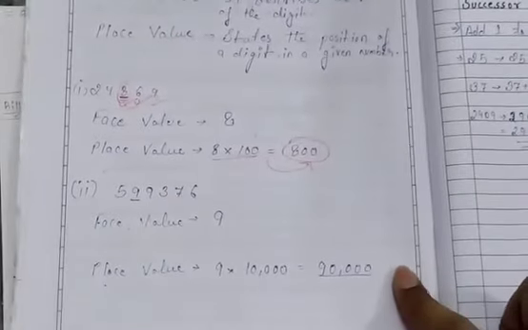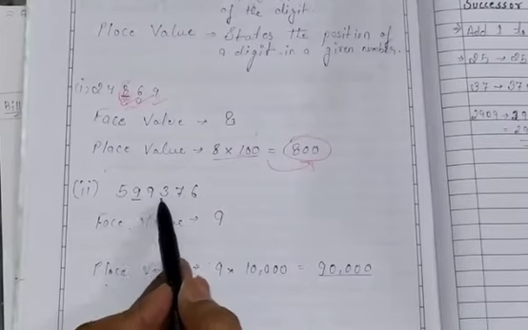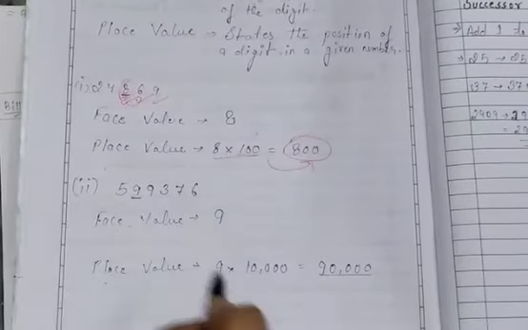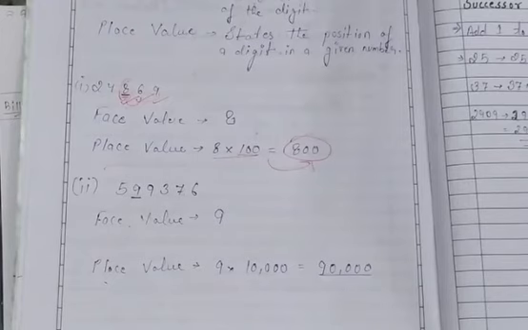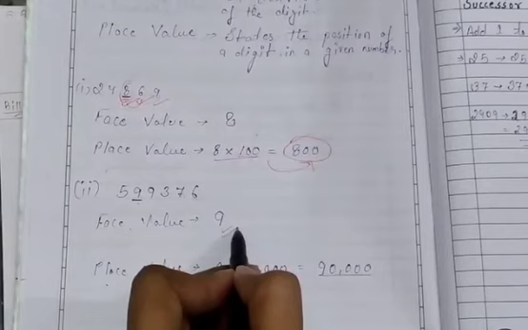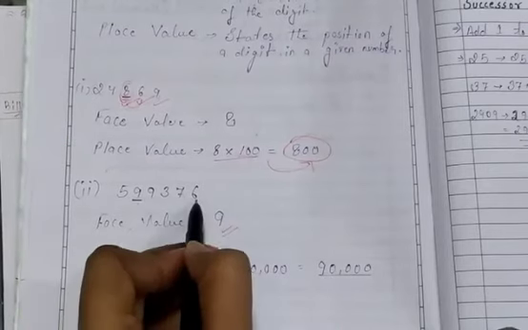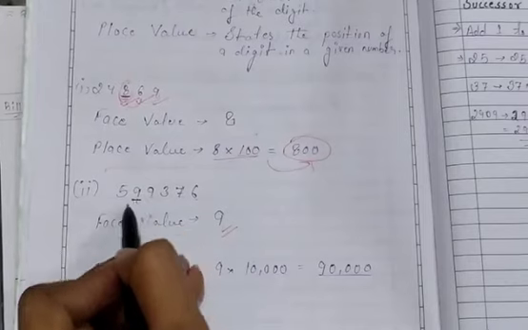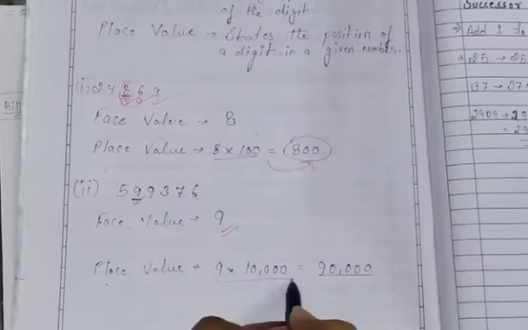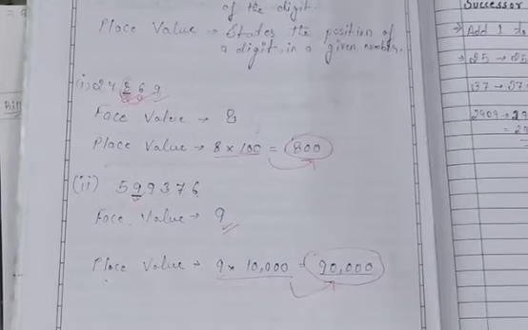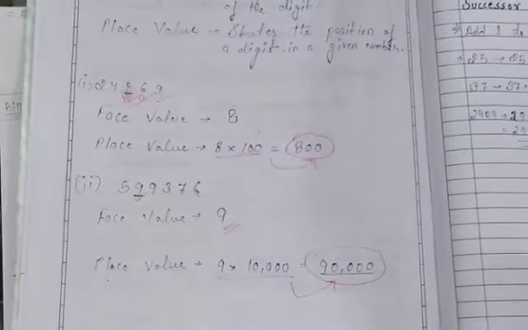Now let's see the next example, that is 599376. We need to find the place value and face value of the underlined digit. So we will read it once. The face value is the digit itself, that is 9. But what is the place value? That is ones, tens, hundreds, thousands and 10,000. It means it will be multiplied by 10,000. So the place value will be 90,000. This is according to the Indian place value system.